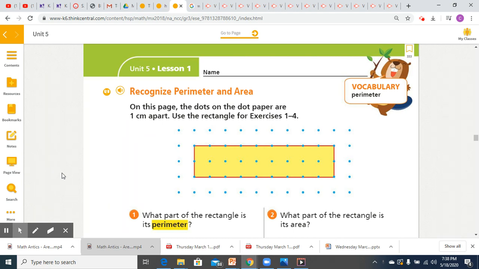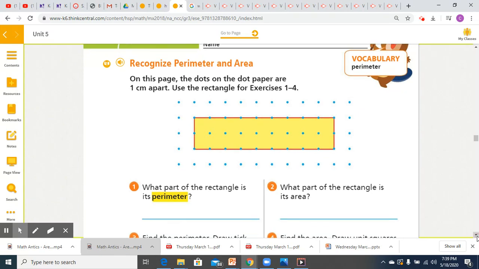I am going to be walking you through the exercises that you need to do on page 309 of your math book, okay? The first part of this exercise is telling you that the dots on the dot paper that you see here are 1 centimeter apart. So from one dot to the other dot, there's 1 centimeter distance, okay? We're going to be using this rectangle for exercises 1 through 4, okay?